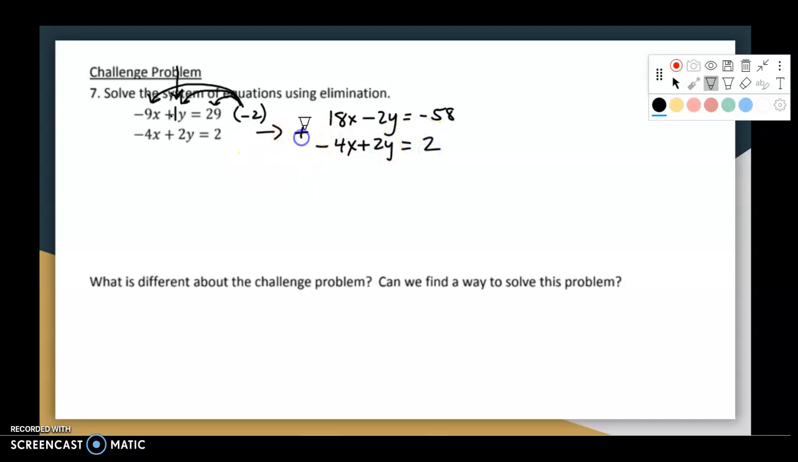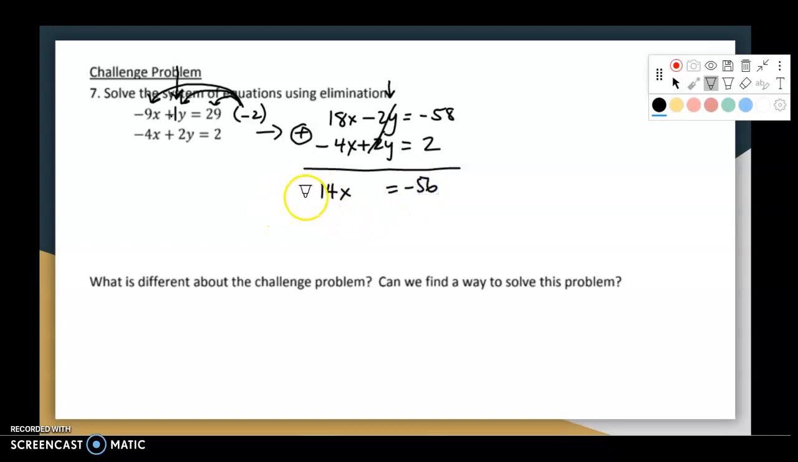Because now when we add these two equations together, you can see what happens. The negative 2y plus 2y will be 0, so they will eliminate each other. Now, we still have to add the other two columns. 18x plus negative 4x is 14x. And then negative 58 plus 2 is negative 56.